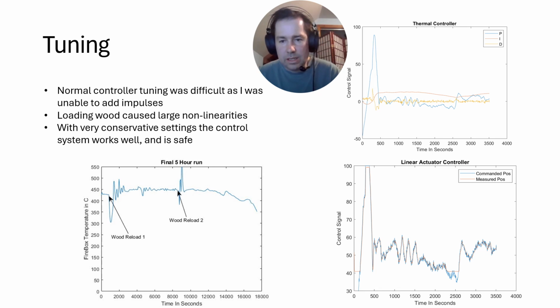On this screen, you'll see 3 different charts. So on the bottom left, you'll see the final 5-hour run with 2 times where I had to reload wood. On top right is the actual output of the thermal controller. So there's 3 different signals here: the proportional, the integral, and the derivative. They sum together to give you the control input to the system. And on the bottom, you see the linear actuator controller. This takes the input from the thermal controller and then directs the linear actuator to go to that position.